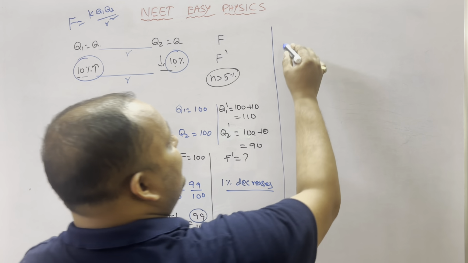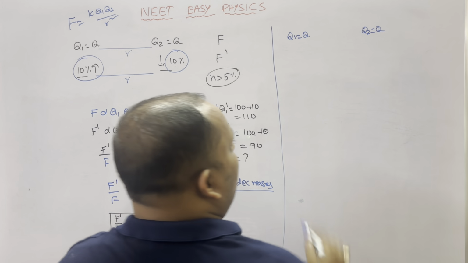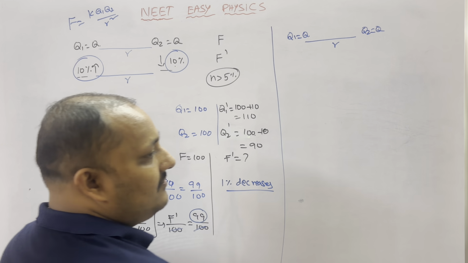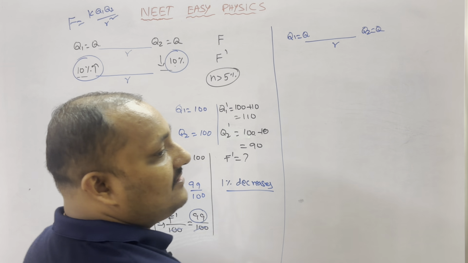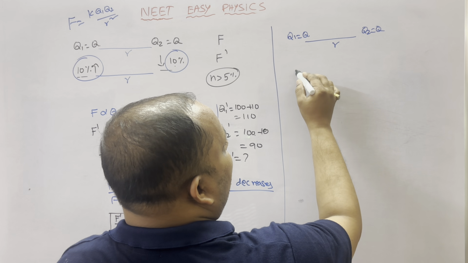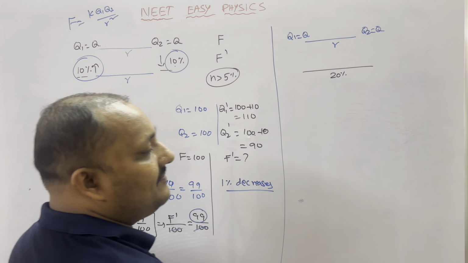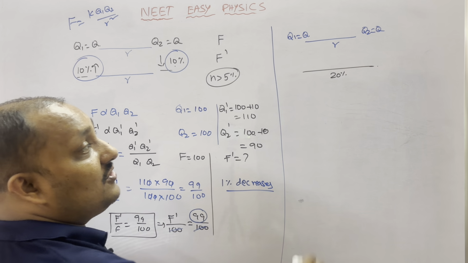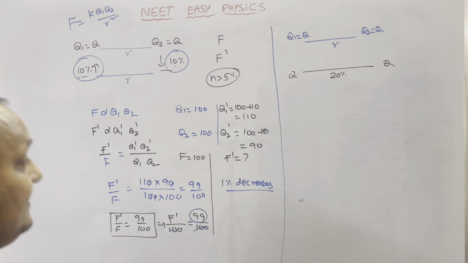Now we will see distance. Initially two positive charges, Q1 equal to Q, Q2 equal to Q, separated by some distance R. Now, without changing the charges, the distance is going to increase. The distance is going to increase 10% or 20%. Let us assume here we took 20%. So the distance increases 20%. Then what is the new force between them? They didn't change any charges. Only they increased the distance.